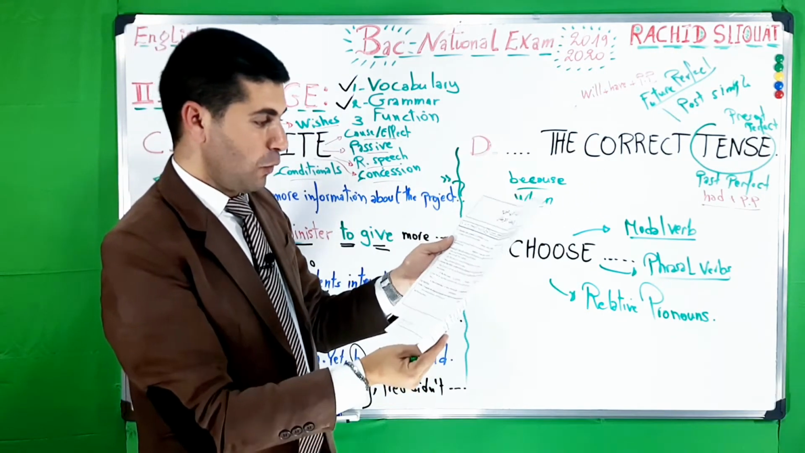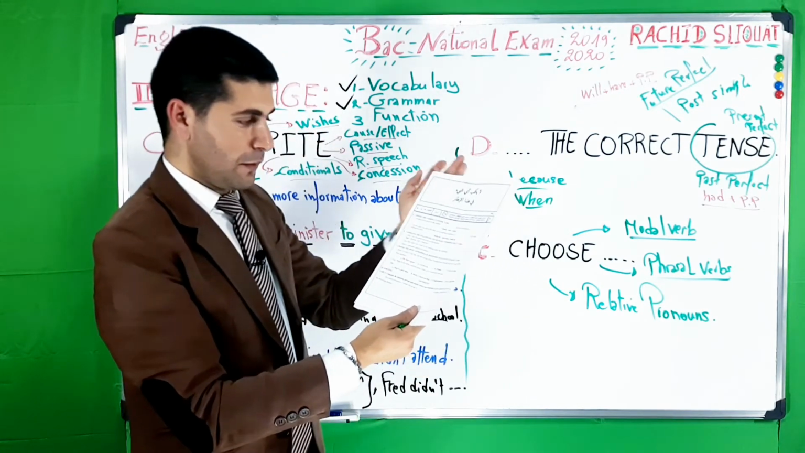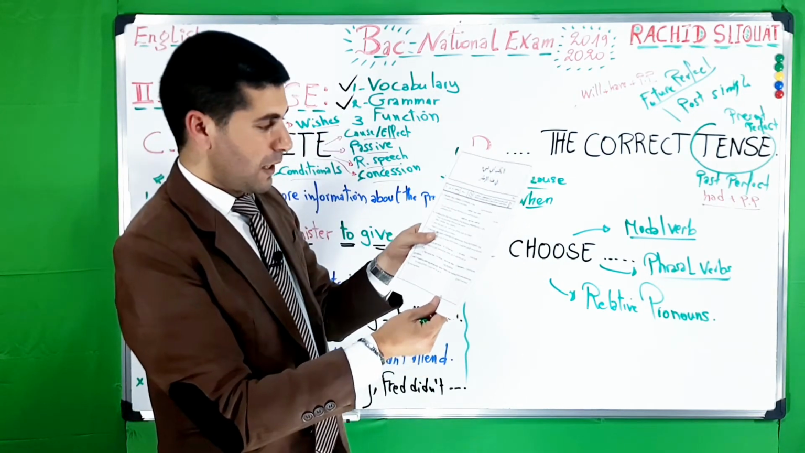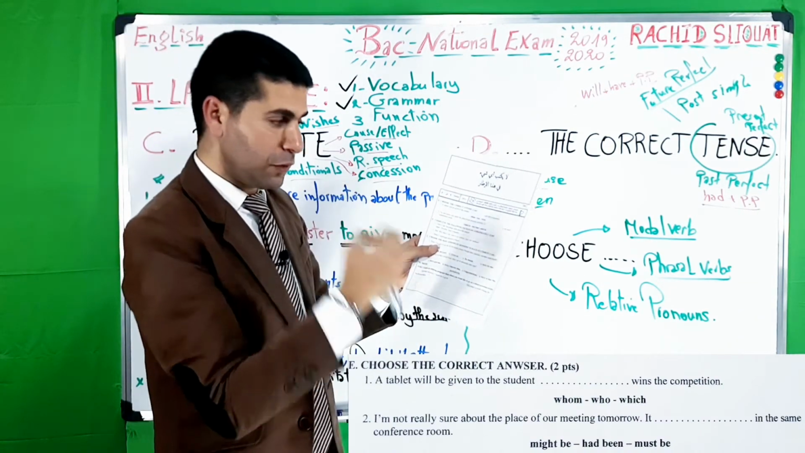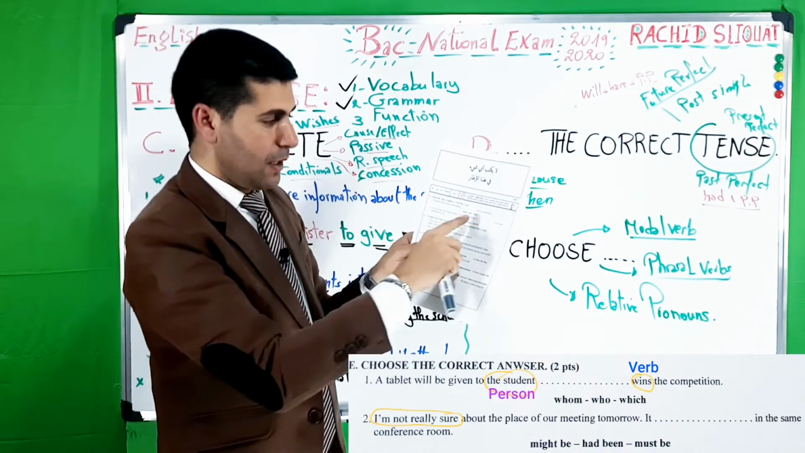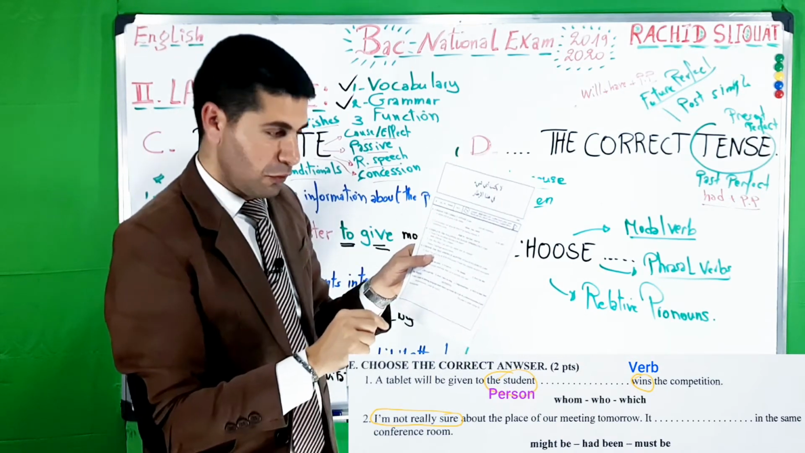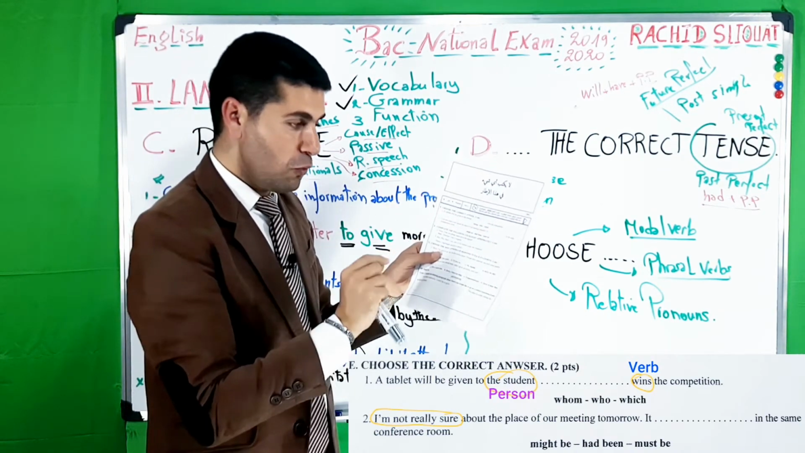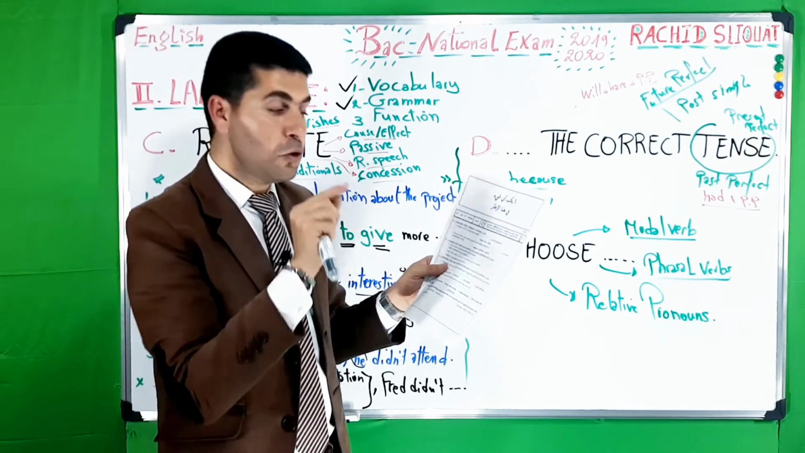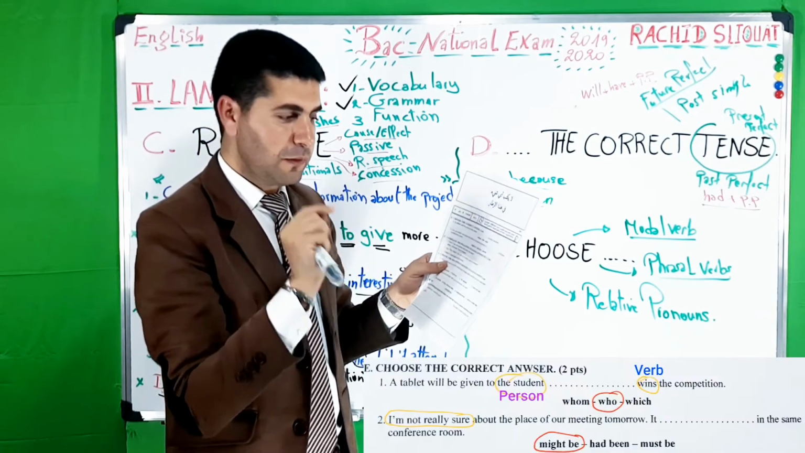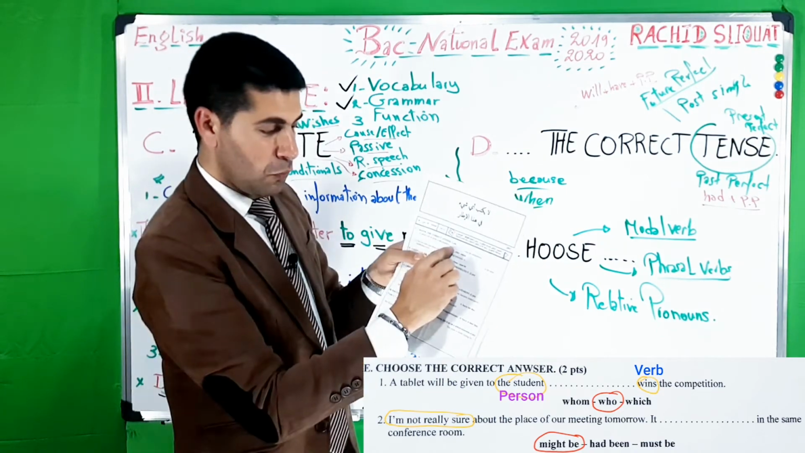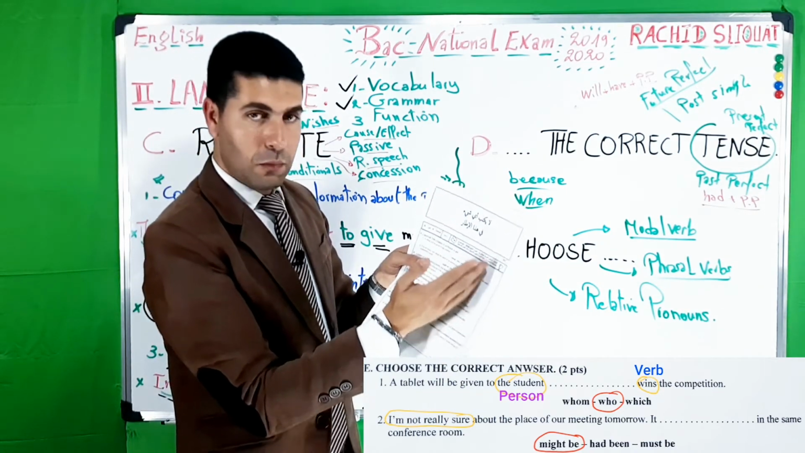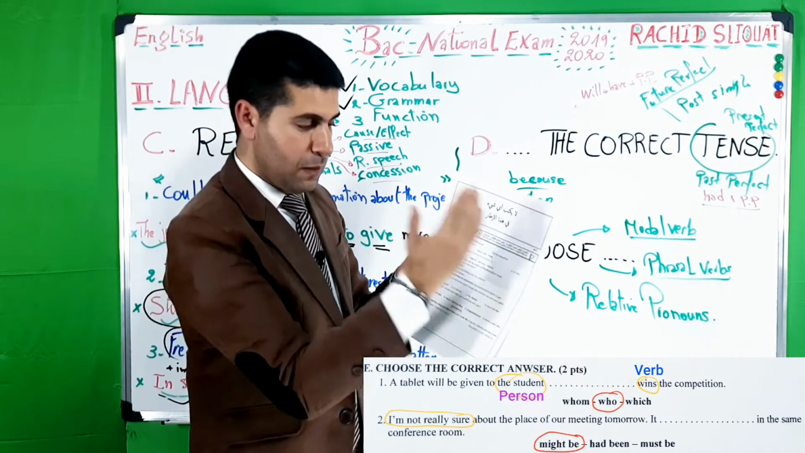We can go to the other one. Here again in the 2020 exam, we have "choose the correct answer." Here we have "a tablet will be given to the student ___ wins the competition." Student is a person. So here we have whom, who, and which. The student who wins the competition. Why who? Because who is the subject. Who wins, the verb wins, so we need a subject.